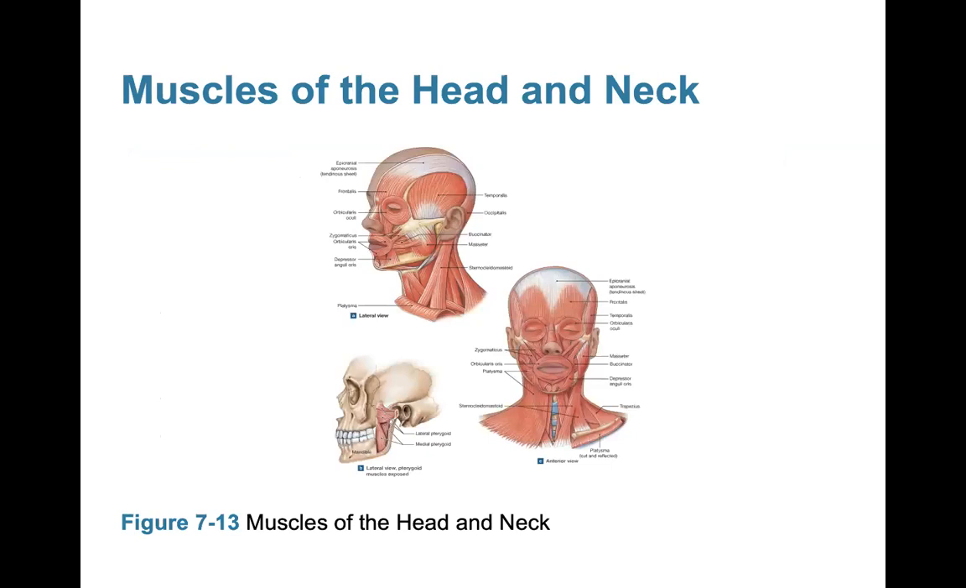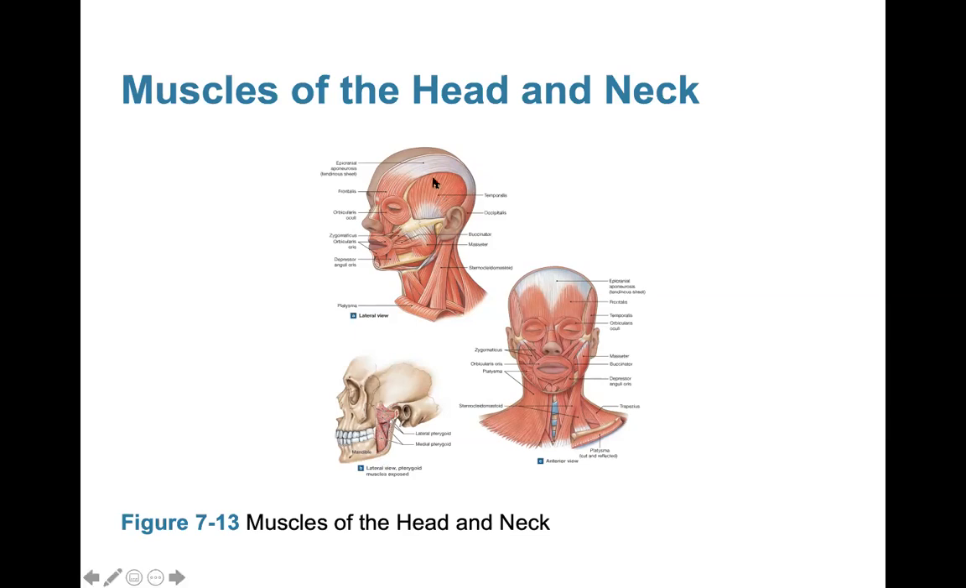So here we can look at some of these muscles. Here we can see the temporalis. The occipitalis is back here. The frontalis is up here. We talked about the orbicularis oris, the masseter right here, which is the primary muscle involved in chewing. But then we also have our temporalis right here, and the pterygoids are right here.